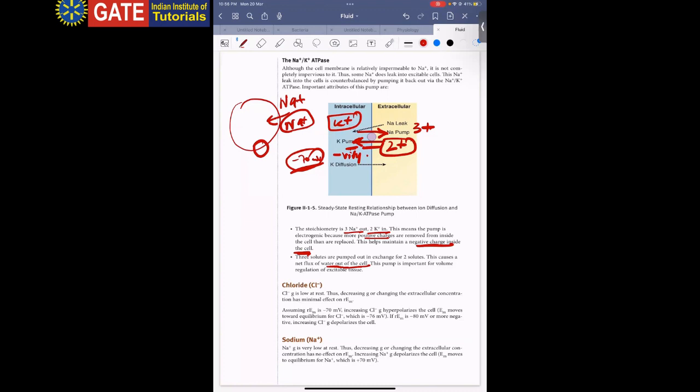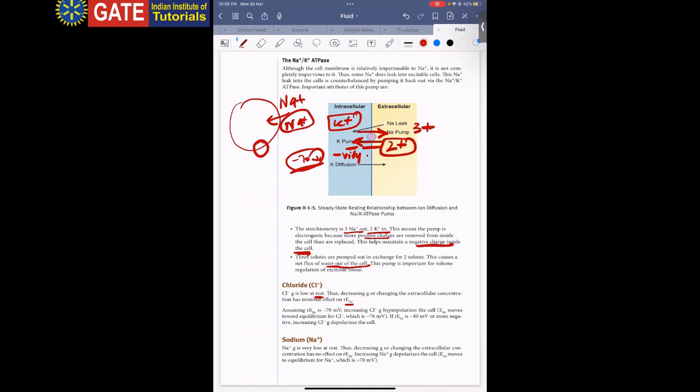Let's talk about the chloride. How is the conductance of the chloride? You have to know, again, at the resting state, chloride has a very low conductance. So if you decrease the conductance, or you change the extracellular concentration of the chloride, it will have minimal effect on the resting membrane potential, because the chloride conductance is already very low, so it will not have much effect.